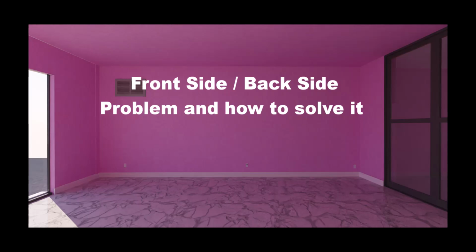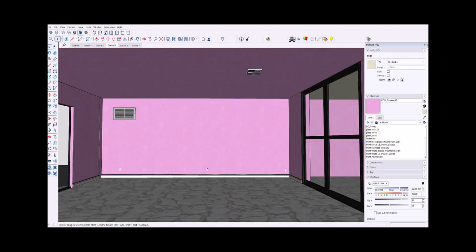In this video, I'm going to examine the SketchUp problem of having the front side and back side being exposed to the camera and what that does to the PodiumxRT rendering. So here we have a SketchUp interior room.